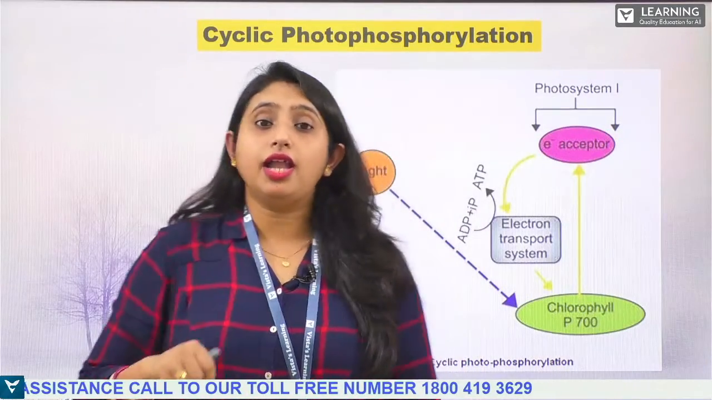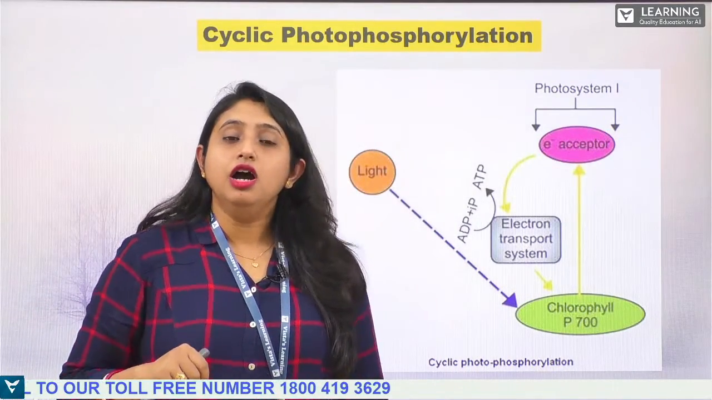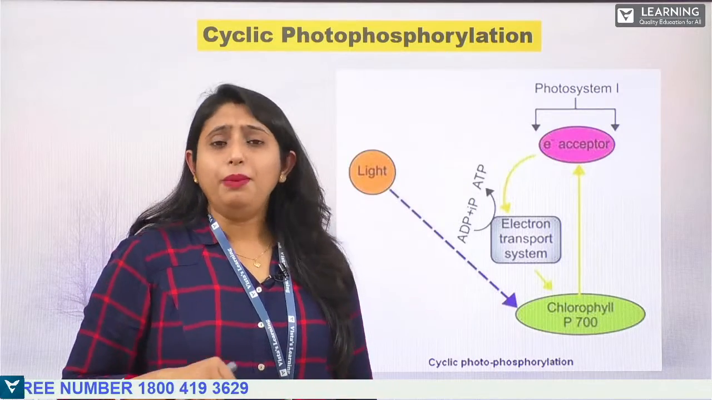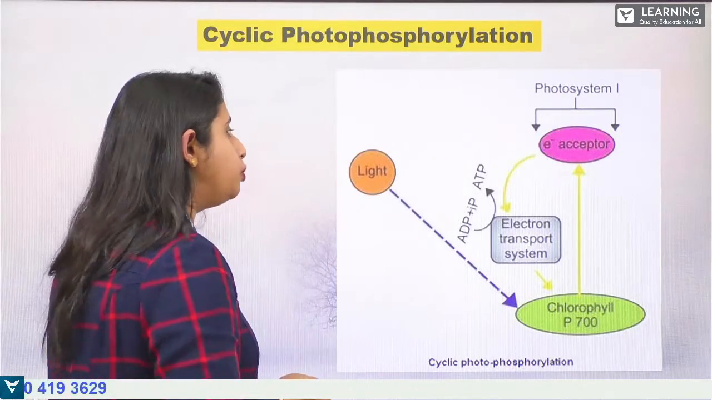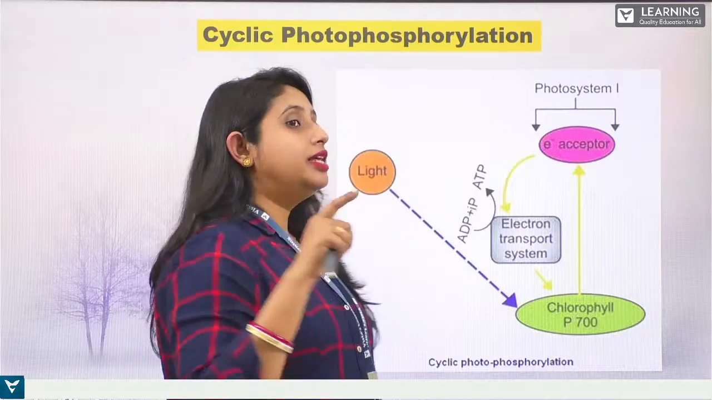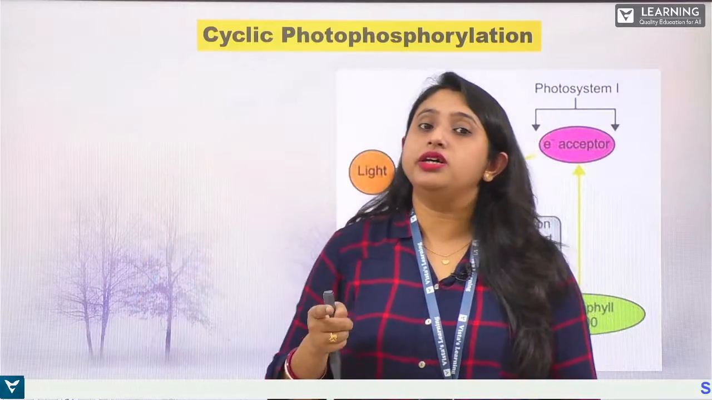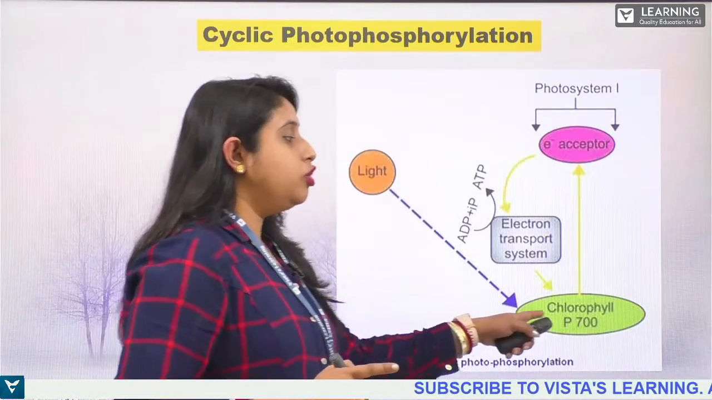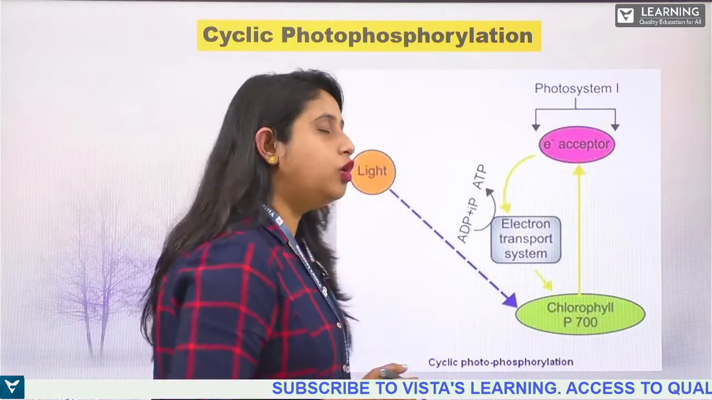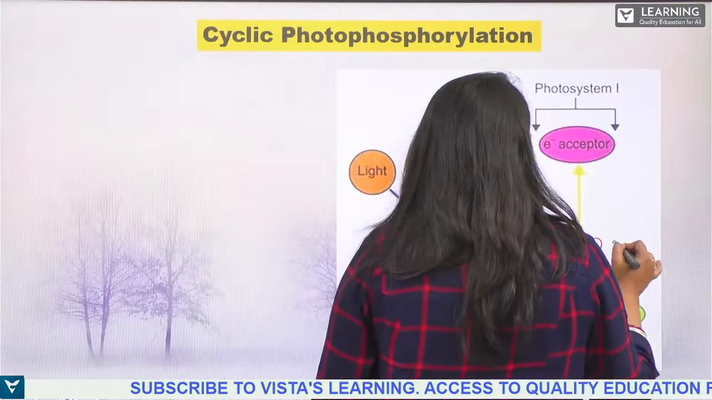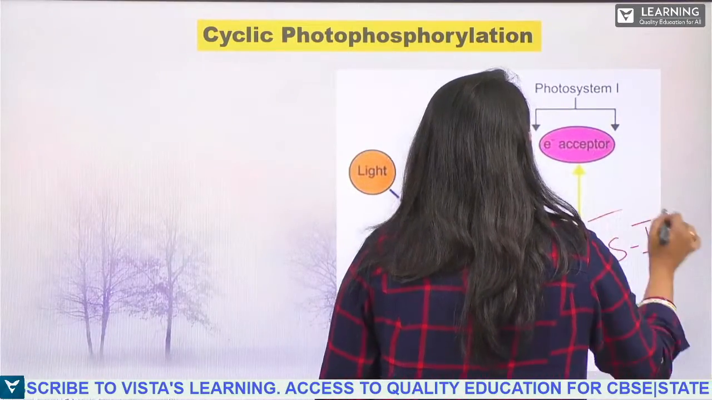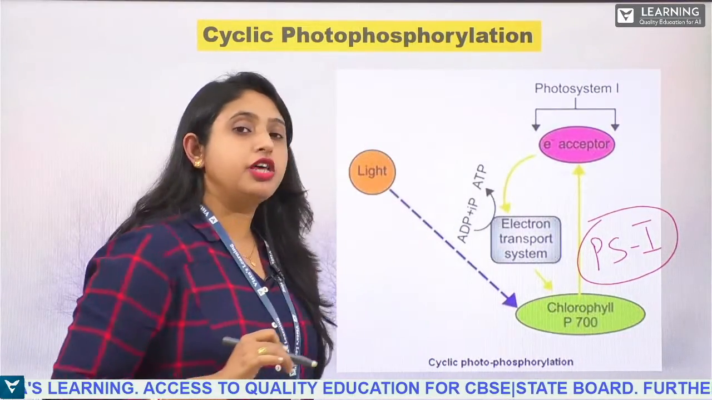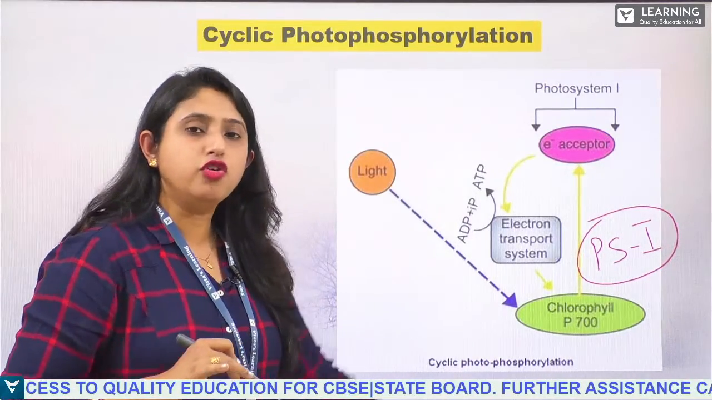So these are all the light reactions taking place in the chloroplast. Here, cyclic means the electrons are returning back. See here, this is the light. Then chlorophyll, only photosystem 1 is involved in the cyclic process. P700 nanometer is the wavelength of photosystem 1.